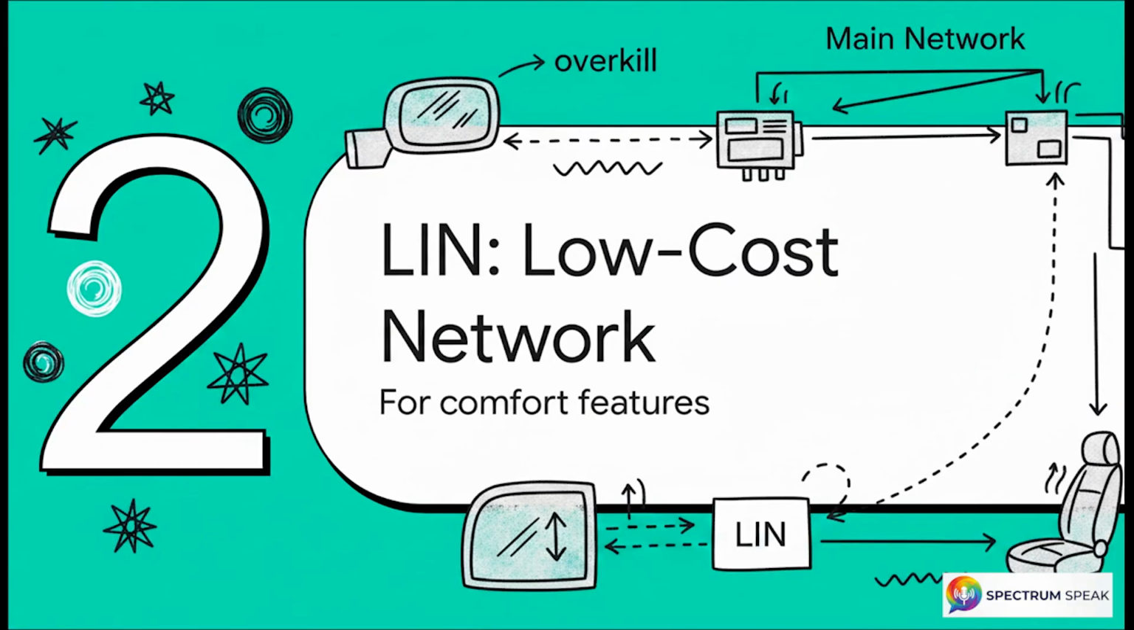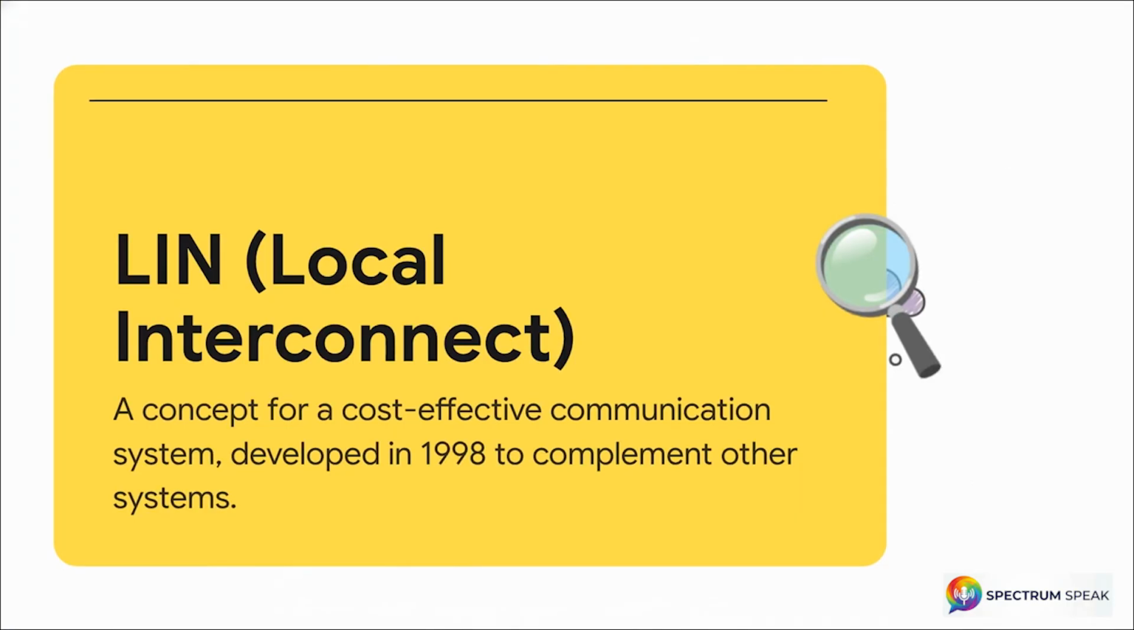This network was really born out of a super practical need. Back in the late 90s, as cars got way more complex, engineers realized that using the main, heavy-duty network for simple stuff like mirror controls was just, well, it was overkill. They needed a cheaper, much simpler alternative. And that is exactly what LIN, or Local Interconnect Network, is. It's not trying to replace the big, powerful systems like CAN, not at all. It's designed to work right alongside them, handling all the less critical tasks in the most cost-effective way possible.